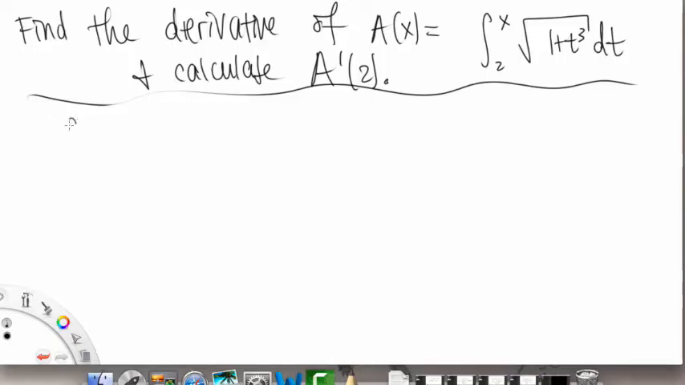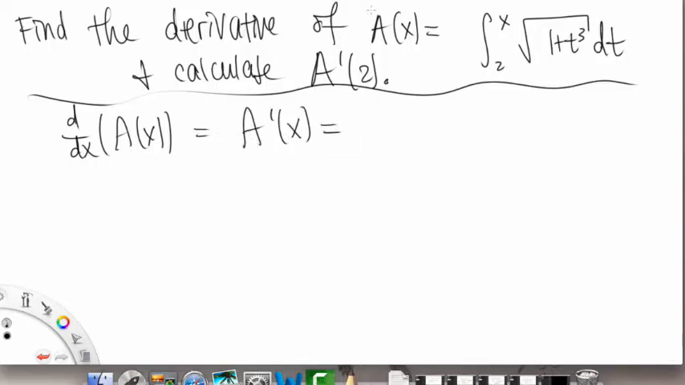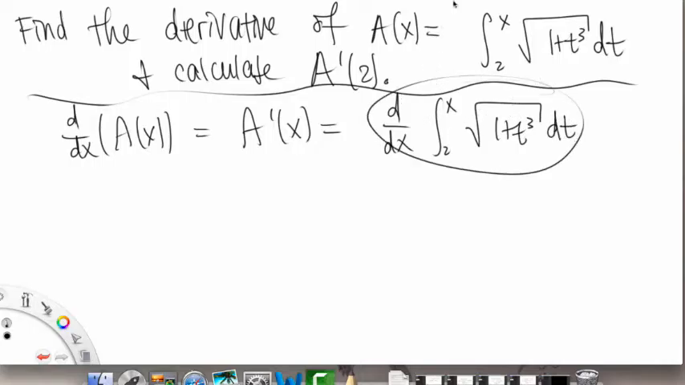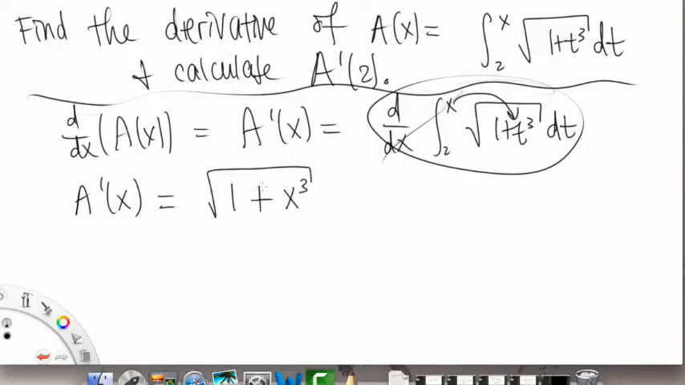So that's going to be d dx of our A of x, which is equal to A prime of x. And that's going to be d dx of the integral from 2 to x of the square root of 1 plus t cubed dt. So this one here, according to the FTC2, these are kind of going to cancel out, but we want to plug in an x wherever we see a t. So A prime of x is going to be the square root of 1 plus, not t anymore, but x cubed. And that's pretty much it.